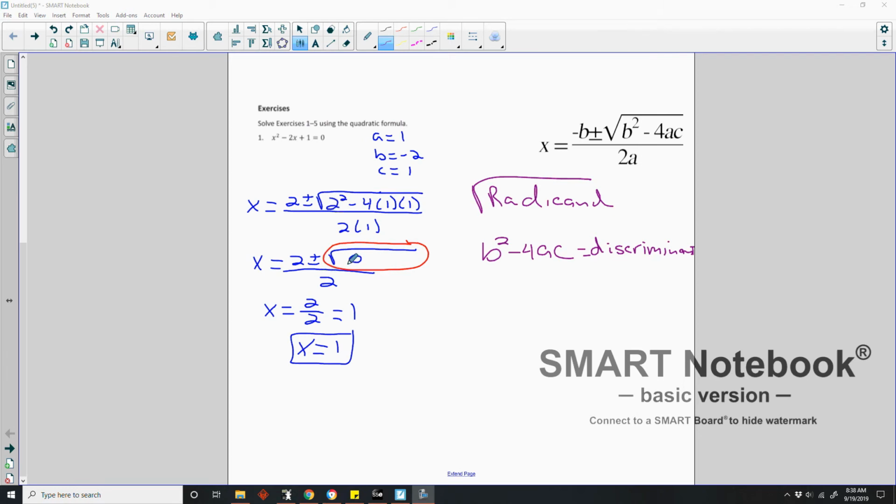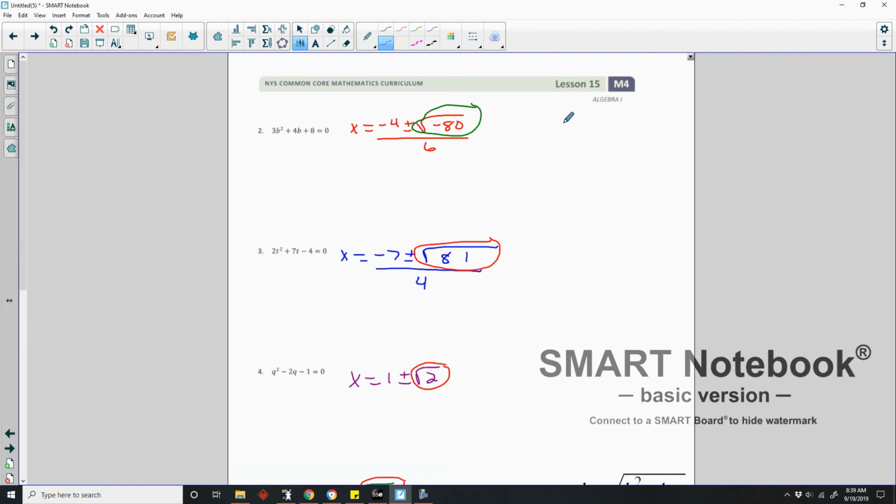The number under the radical, the discriminant, will tell us how many solutions we have. So here we had a square root of 0. When you have a square root of 0, how many solutions did we get? We had one real solution. Okay, so I'm going to just do a list here. So the square root of 0 yields one real solution.